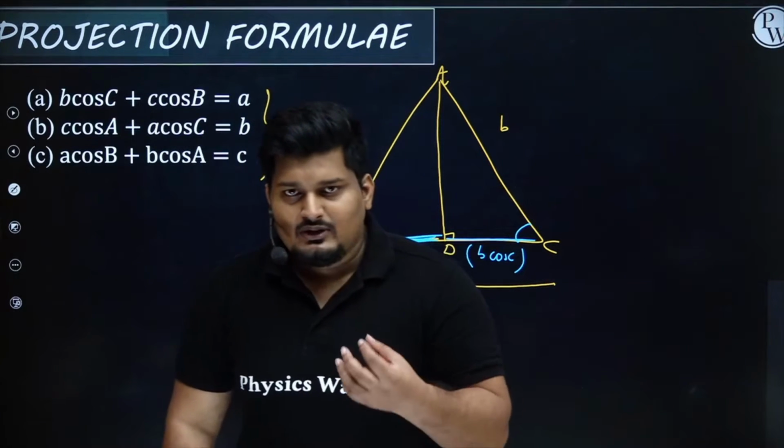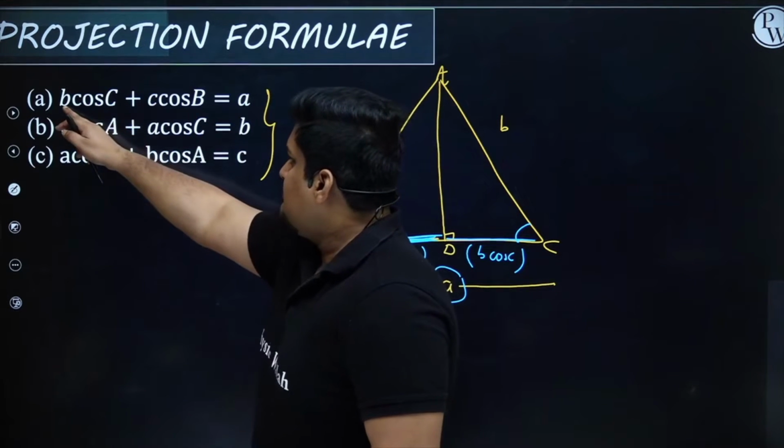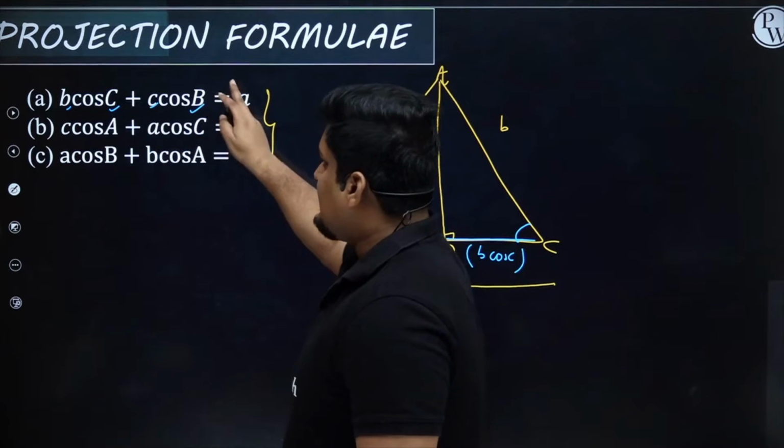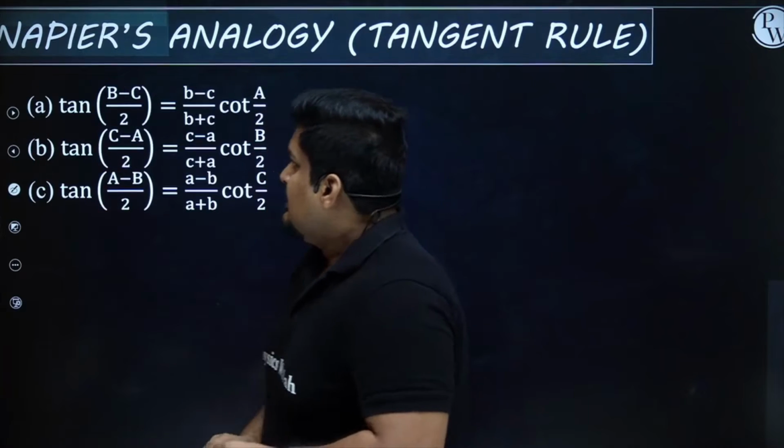And it's very easy to remember. When you are writing side, don't consider that angle. If you're writing side A, then angles B and C; side B, then angles C and A. Very easy to memorize. Moving on, guys. Napier's formula.